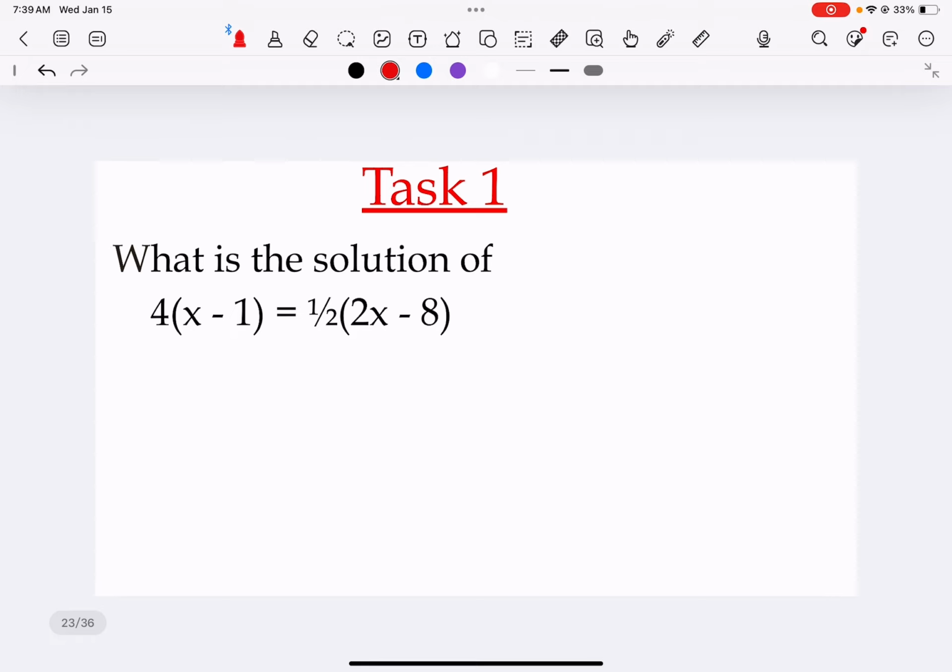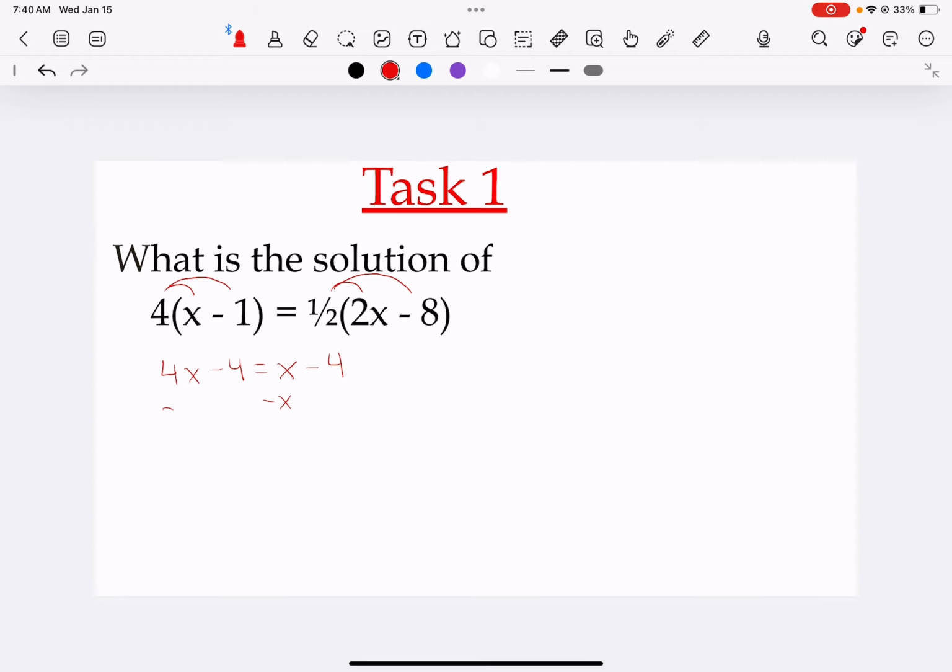What is the solution for this equation? So I'm going to start by distributing the 4. I'm left with 4x minus 4 equals, now I'm going to distribute the 1/2. Half of 2x is x. Half of negative 8 is negative 4.